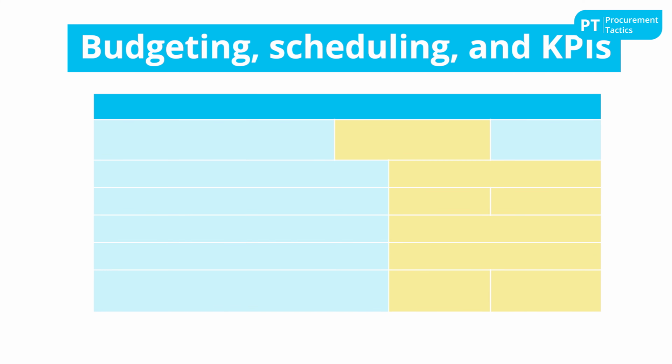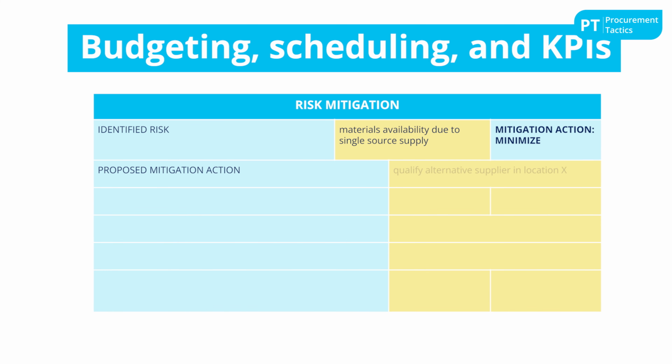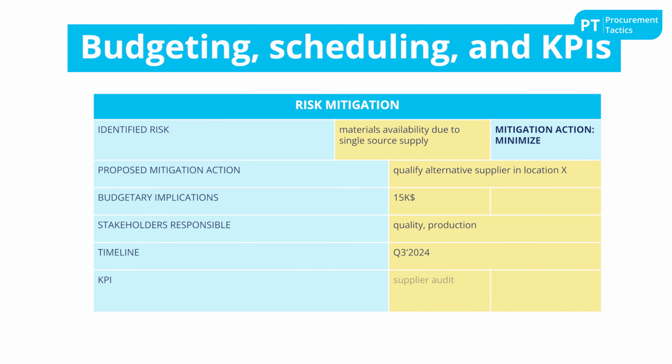Budgeting, scheduling, and KPIs. When managing risk, you need to make budget and scheduling considerations to ensure your plan remains on track. You also need to define clear KPIs on how you will track the progress of the plan implementation. As KPIs may refer to other functions, it's important to align and agree on those with the respective functions' representatives.